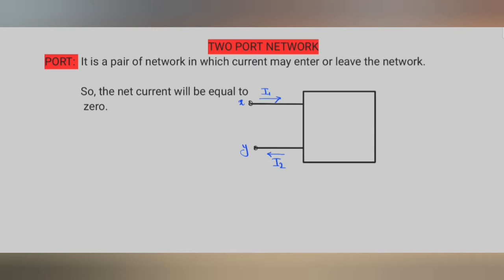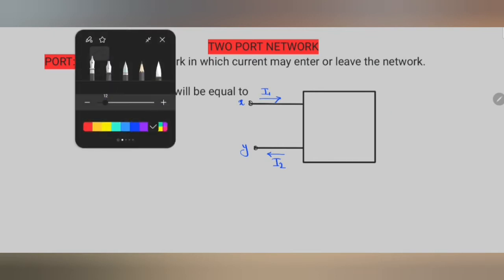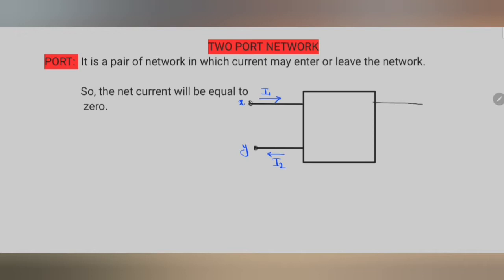So in a two-port network we have a pair of ports, one for input and another for output. So this is our output port and this is the input port, and the current entering the output port is I2 and the current leaving the output port is I2. So the net current will be equal to 0. This is your network.